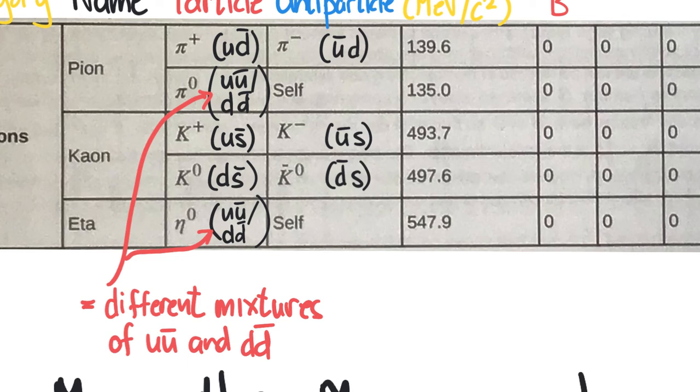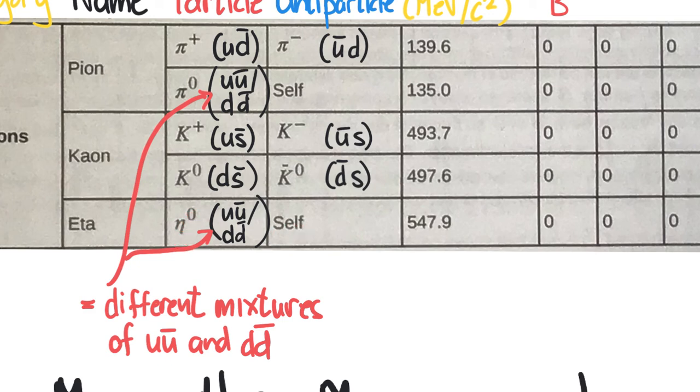The pi zero, this is where it gets way more complicated and goes way beyond the scope of this course, is you get mixtures of the up anti-up and the down anti-down. We're not going to try and explain it. It's got to do with the nature of the solutions that come out of the quantum mechanics surrounding this. But we see here that in actual fact, this doesn't have an antiparticle. It is its own antiparticle, and the same is true of the eta zero.